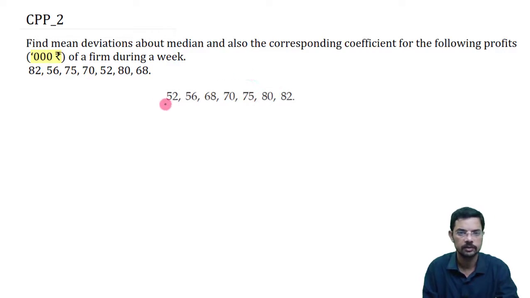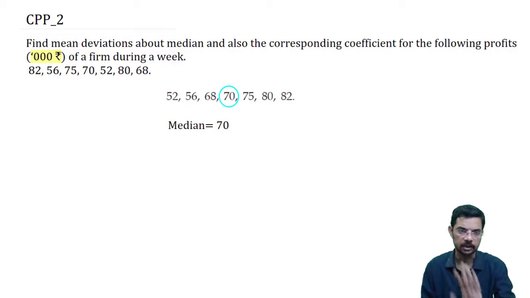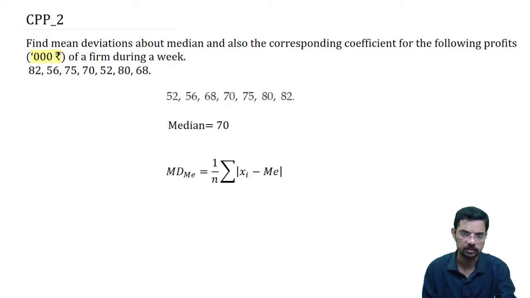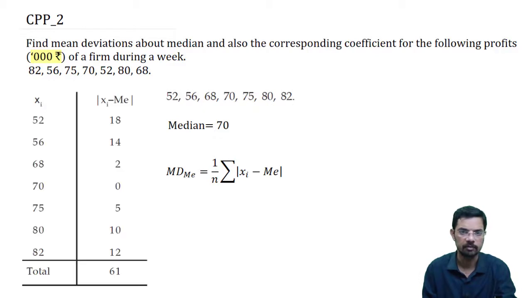Here we can observe that 70 appears to be the median. So we have 70 as the median. Now we need to find the mean deviation. So we prepare the table for mean deviation, because we need to find xi minus the median for each observation. So we are preparing the table, and the table will be like this.